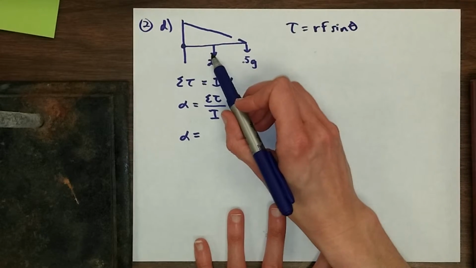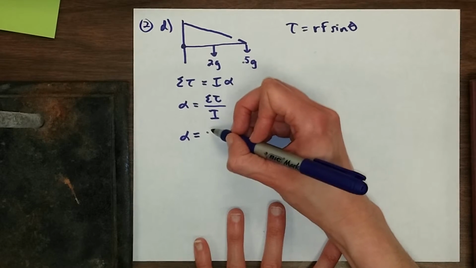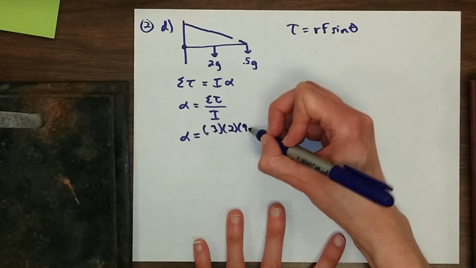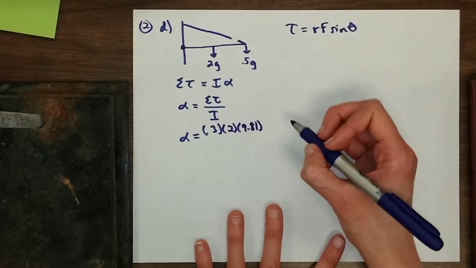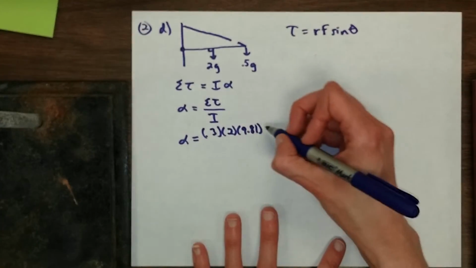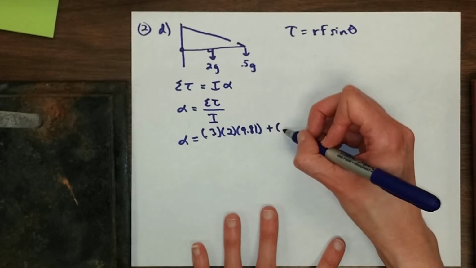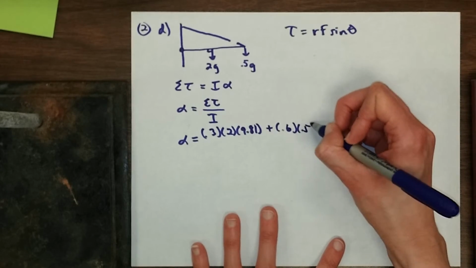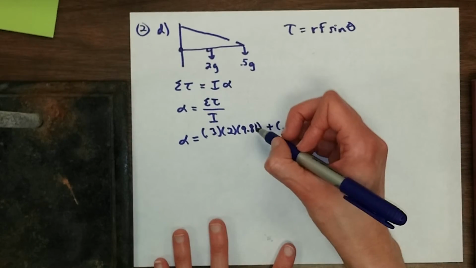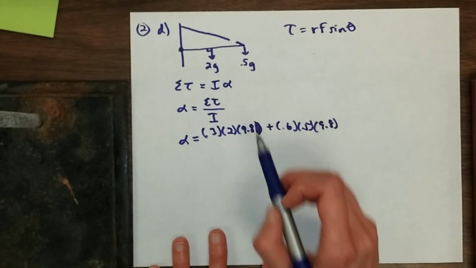So for this force, its R would be 0.3 because that's how far it is from the pivot point. And then the strength of that force is 2 times 9.81 because it's just the gravitational force on the rod. And the force is perpendicular to the R vector, so we don't need to do the sine theta part. Then we also have the torque from the block. So its R is 0.6, the whole length of the rod, times its mass, 0.5 times 9.8. 9.8 is what I want to use there. And so that's net torque, adding the torques from those two forces.